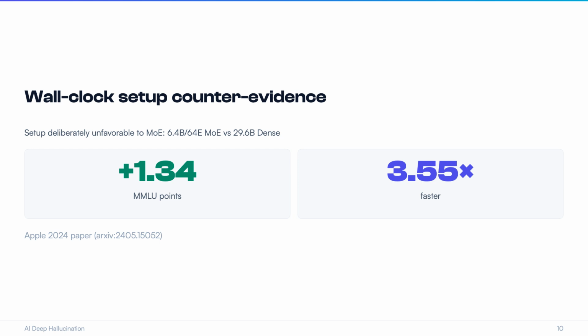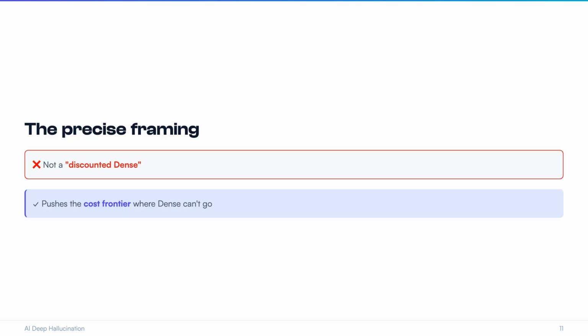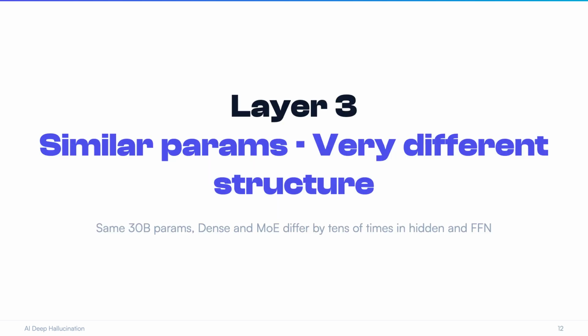So, in one sentence, MoE isn't a forced suboptimal? Right, the precise framing: MoE trades giving up density for scaling up total params, and the quality gain from scaling outweighs the density loss. So MoE isn't a suboptimal product. It pushes the quality cost frontier to a place dense physically can't reach. Meaning dense can't catch up even if it tried? Right, physically can't. Layer 3, architecture differences.